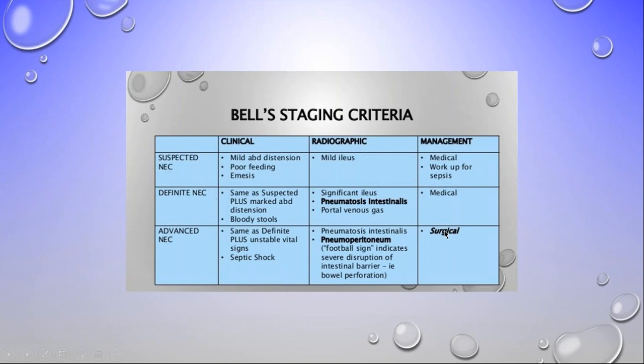The rule of thumb is that if you have removed 30 centimeters or more of bowel, there is a very high risk chance of that baby dying, because they are going to develop what we call short bowel syndrome. So it's very difficult to get a baby post-NEC who's had 30 centimeters or more of bowel removed to actually keep them alive. The problem as well is that with short bowel syndrome, they have poor absorption, and they're very, very susceptible to further sepsis.